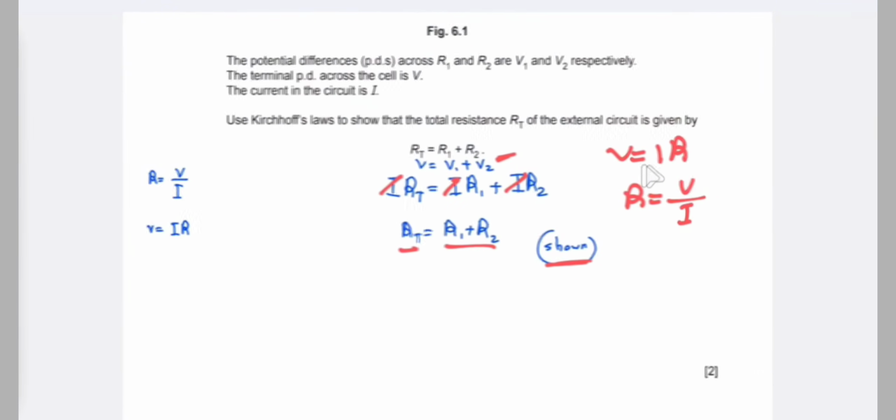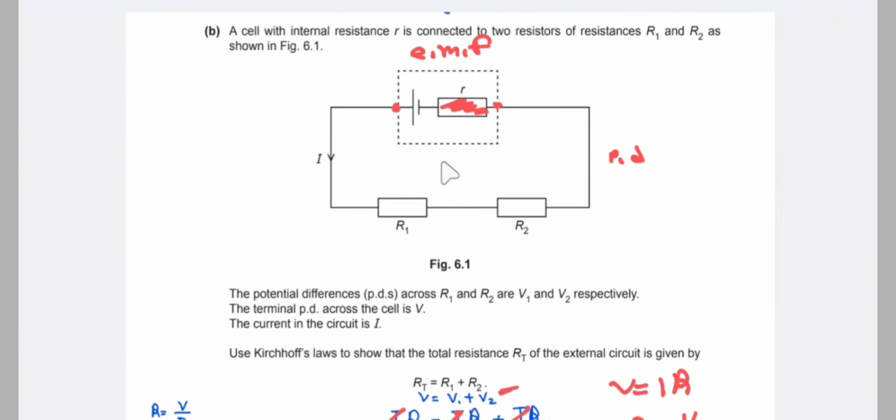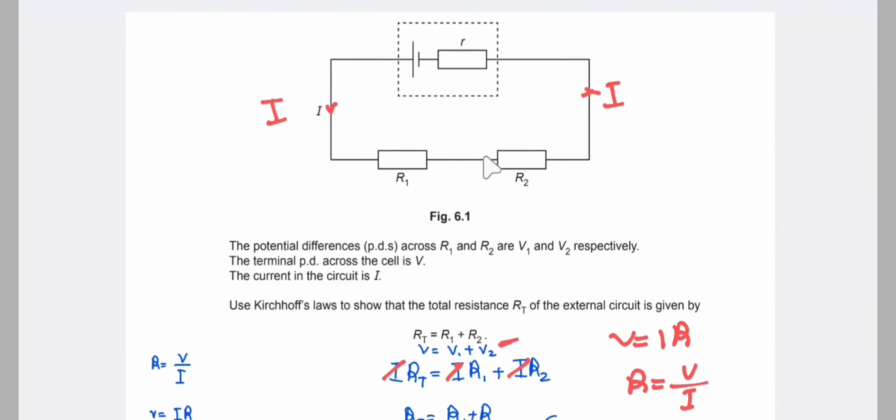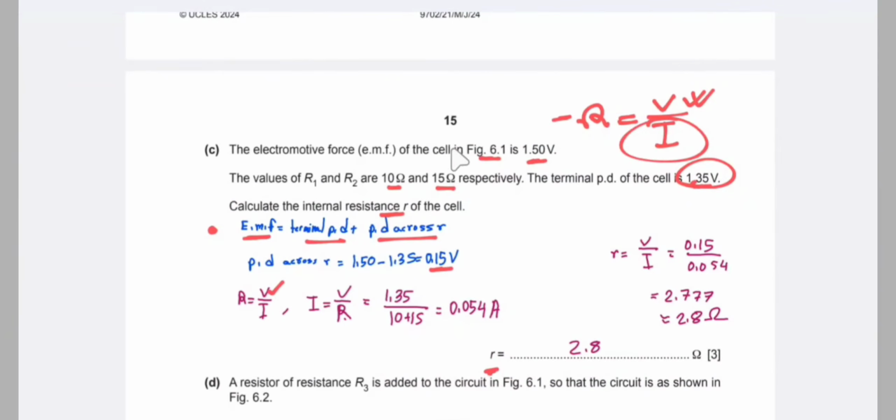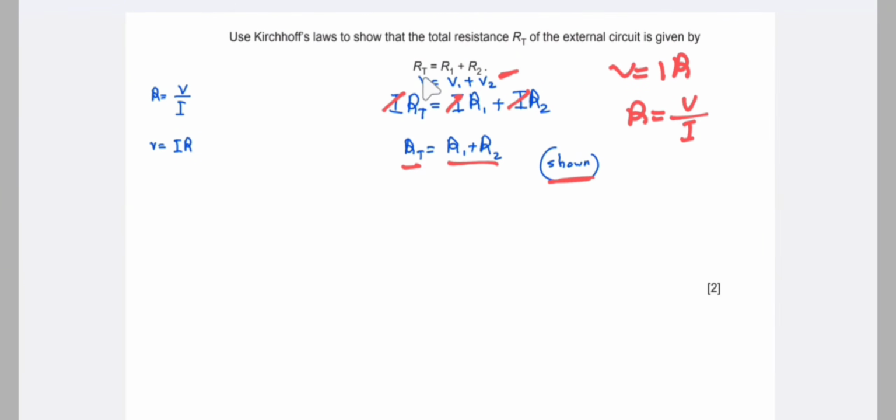You have to remember that this circuit is a series circuit, and for a series circuit the current is the same, that is I. Since the current is the same, we can use any of the information to calculate the value of current. We are given the values of R1 and R2, so we can calculate the total resistance, because R total is equal to R1 plus R2.